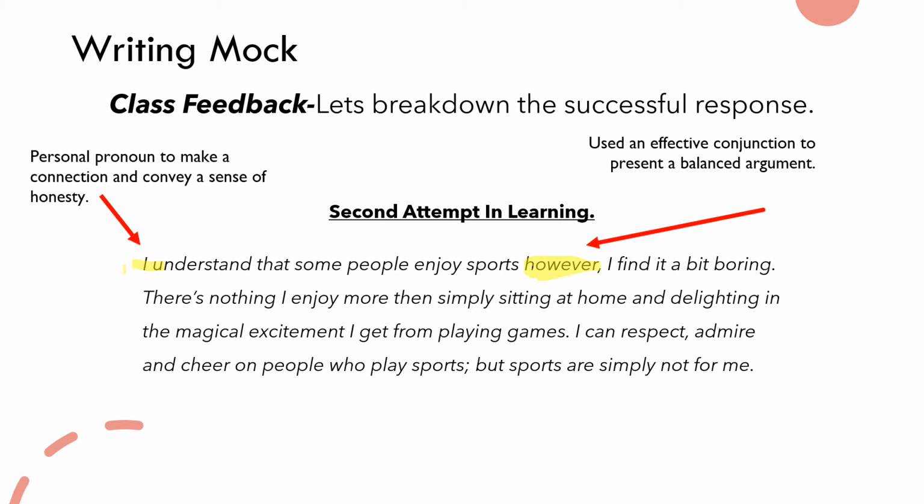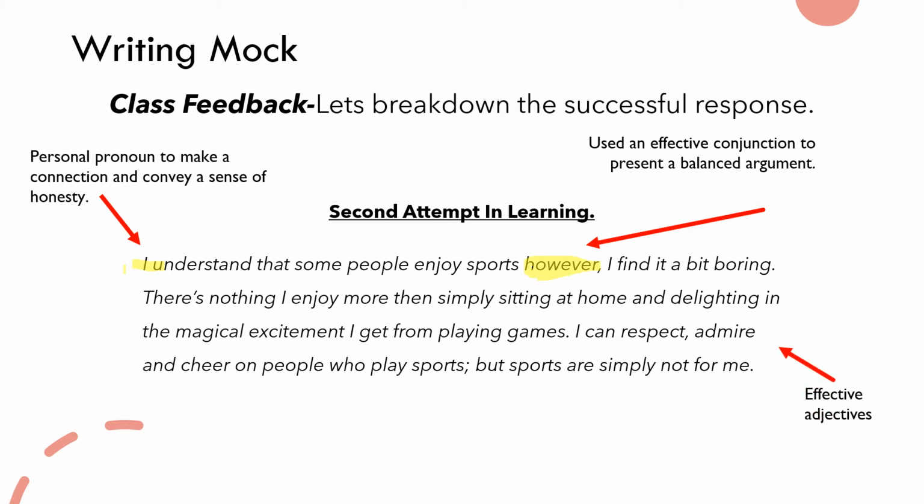"I understand that some people enjoy sports, however," and that word, that wonderful conjunction, is allowing us to explain our own point of view, our own opinion about playing sports, which is, for this learner, that he finds it a bit boring. The next thing that's important to think about is this one.